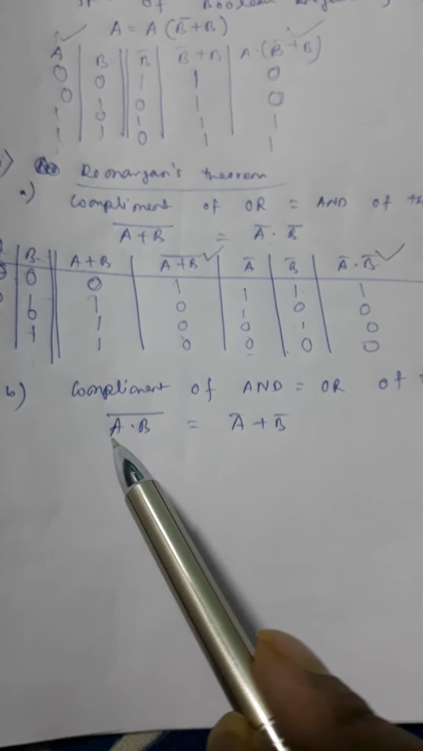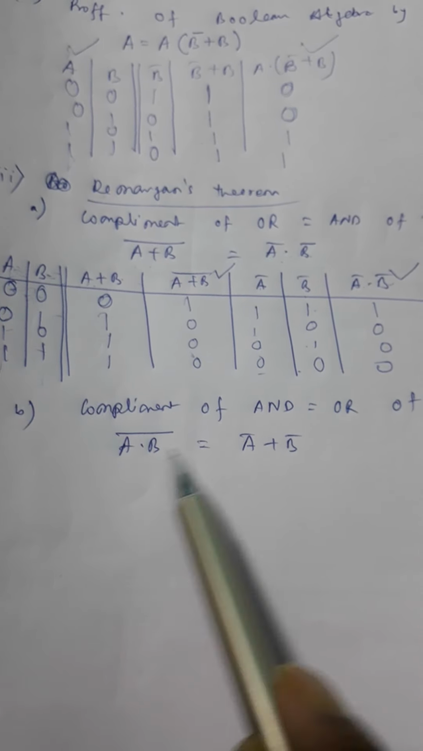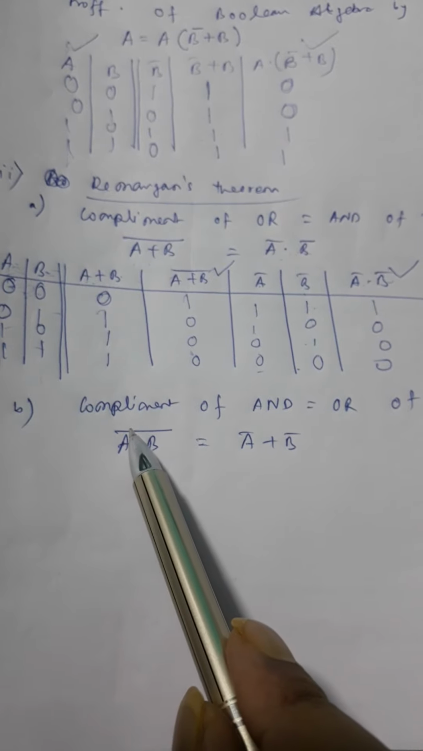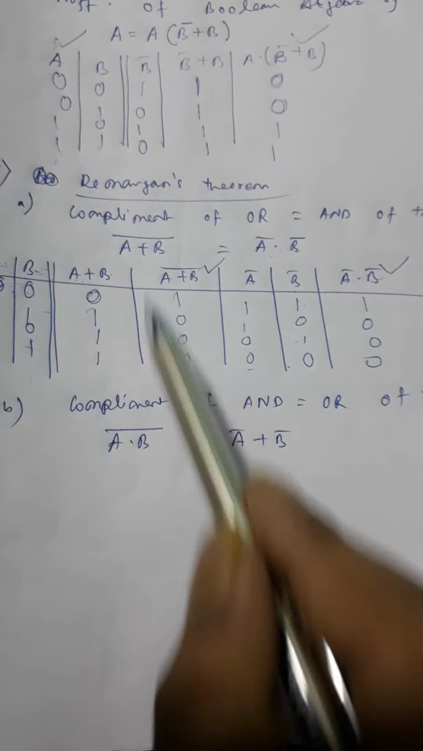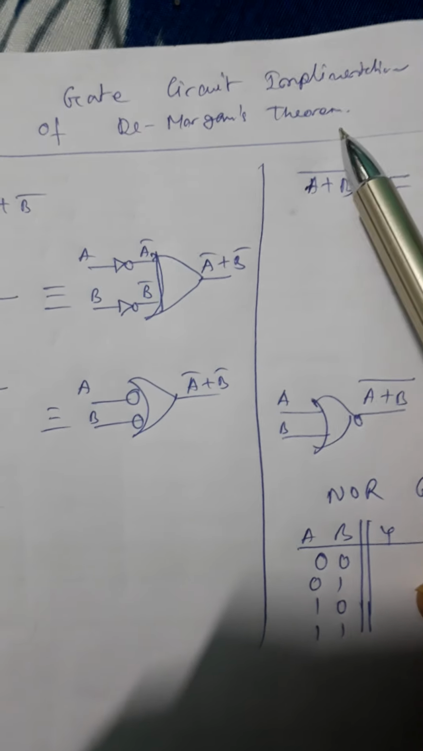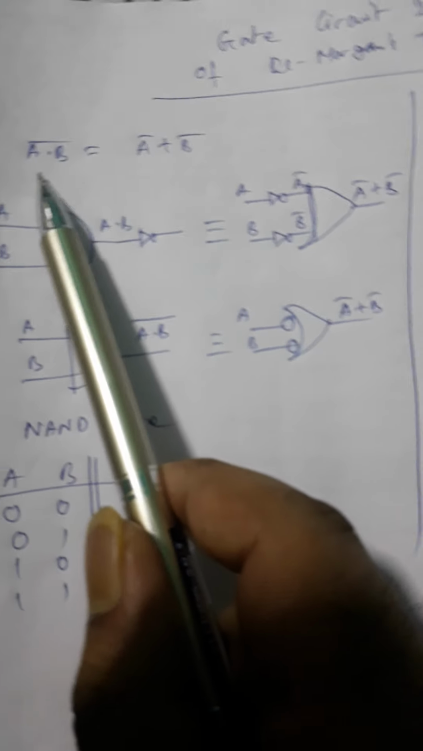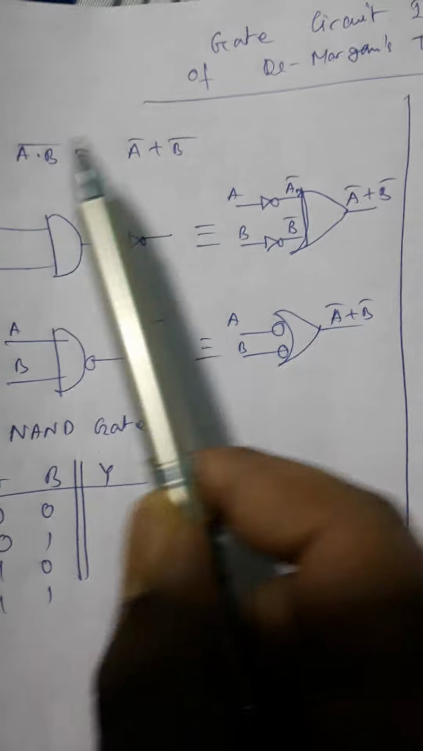This is the second theorem. A dot B whole bar is equal to A bar plus B bar. What we can see is that dot becomes plus if the bar is broken, so the relationship changes in both the cases. Fine. Now let us go through the gate circuit implementation of De Morgan's theorem, right. Now this was the first De Morgan's theorem, rather the second one. A dot B whole bar is equal to A bar plus B bar. Is it right? It is right.